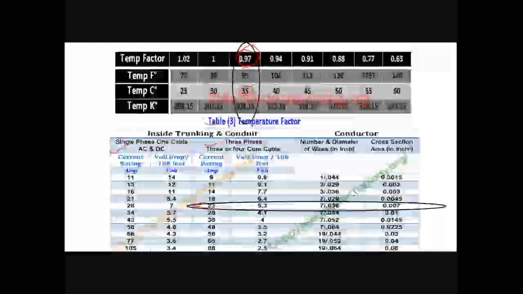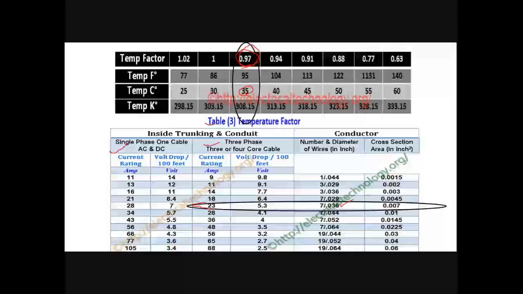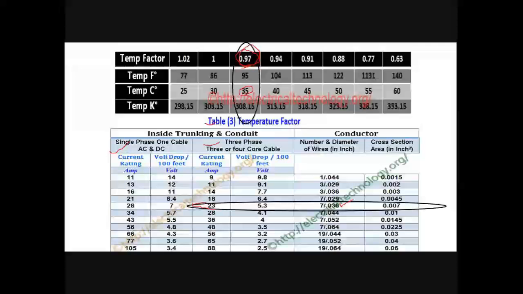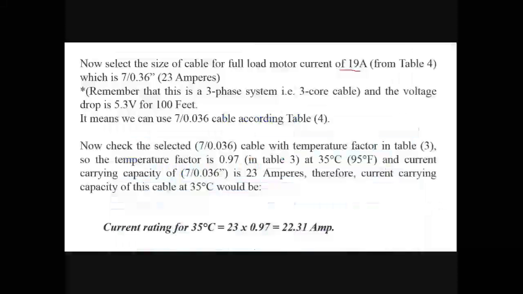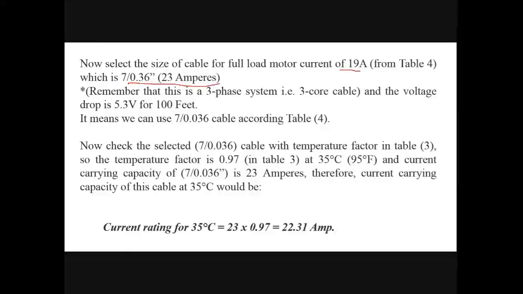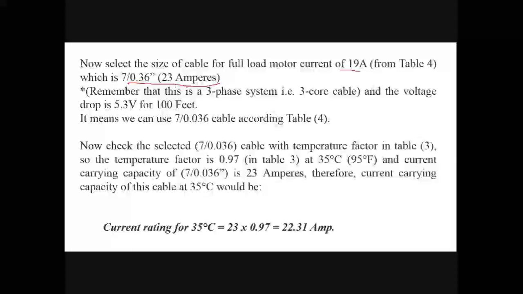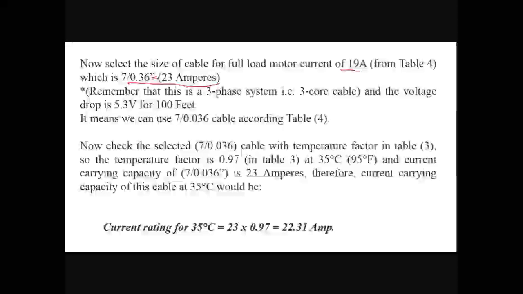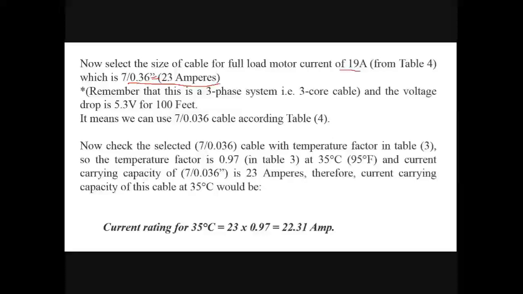Now here we have to consider this value 7 divided by 0.036, but our numerical is not over yet. Why? Because they have asked us to find the voltage drop for 250 feet. Here I have made the conclusion that for 23 ampere we can select the size of conductor as 7 by 0.036 inch. This is the symbol of inch; instead of writing the word inch, we can use this symbol.